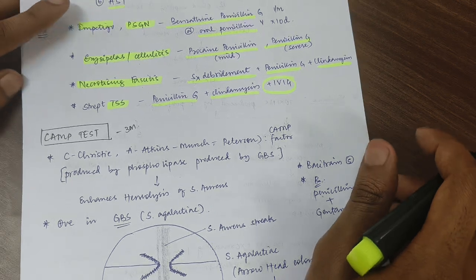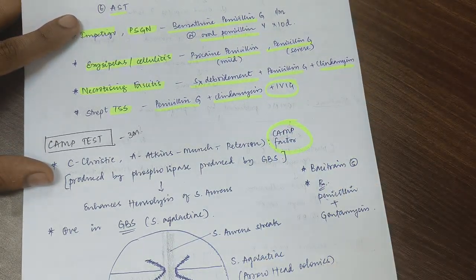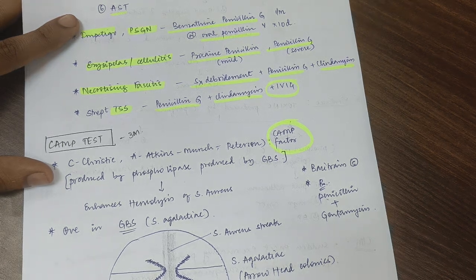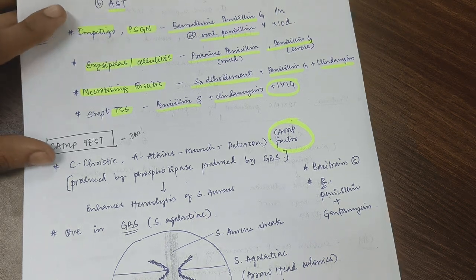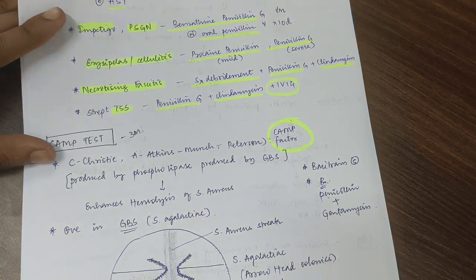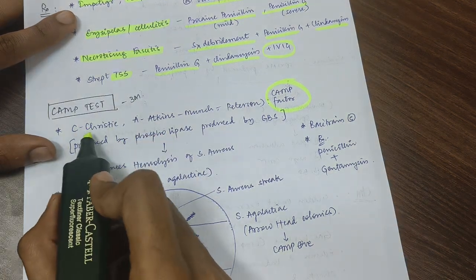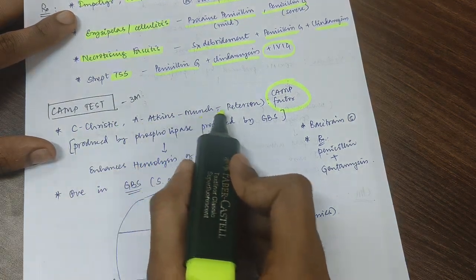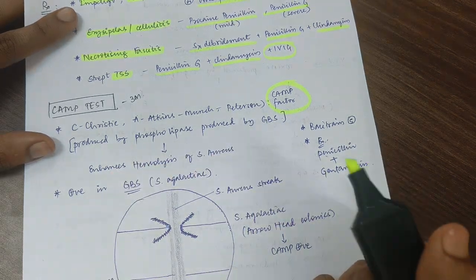So CAMP test, they are going to ask, what is the CAMP factor present? The CAMP factor is important here. Because of this CAMP factor only, the phospholipase which is being produced by group B streptococcus, that is Streptococcus agalactiae, it has been formed. Okay, the scientists were Christie, Atkins, Munch-Petersen. These were the 4 scientists. So it's called the CAMP test.